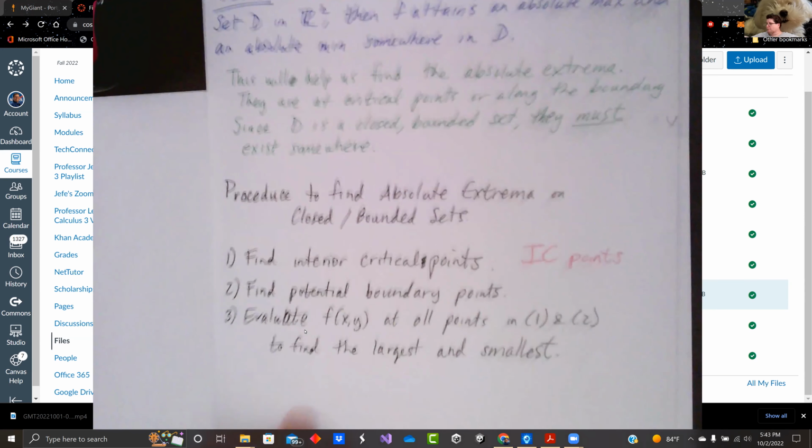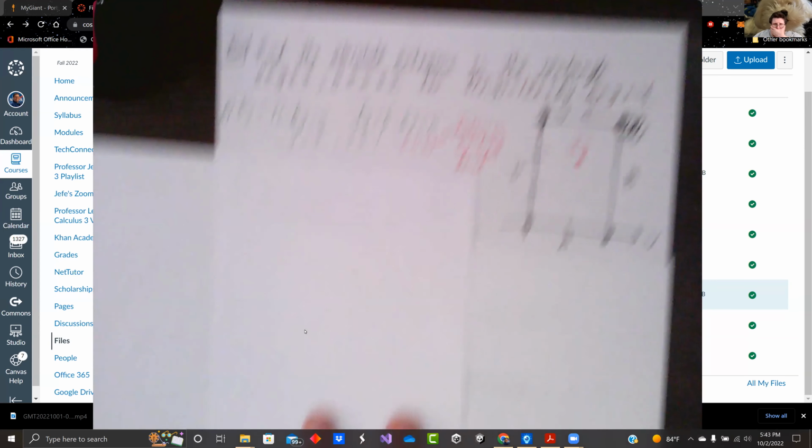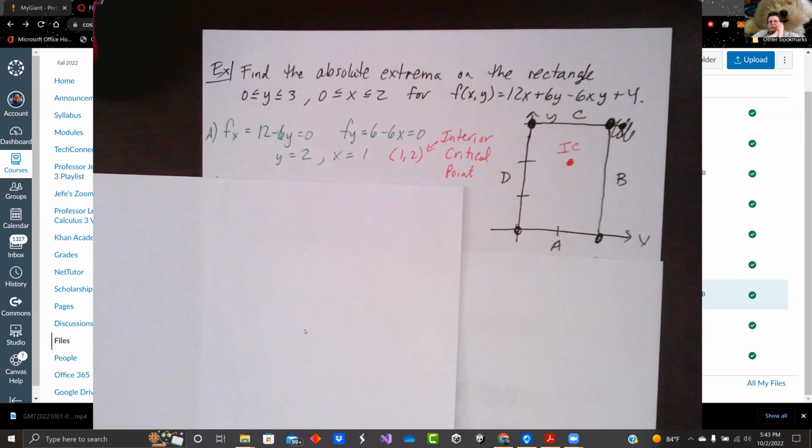So I got a nice problem set up for us. Find the absolute extrema on the rectangle that goes from 0 to 3 along the y-axis and 0 to 2 along the x-axis, for f of x, y equals 12x plus 6y minus 6xy plus 4.